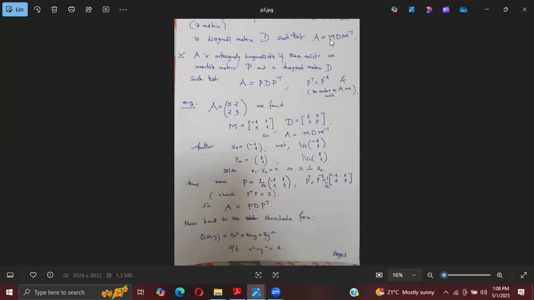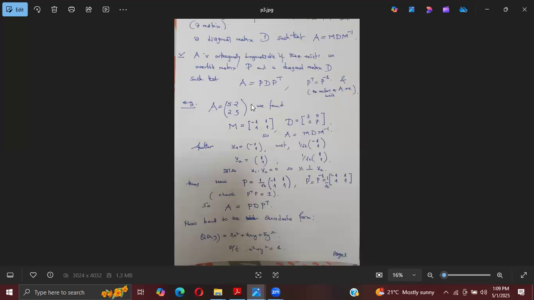Now let me give an example. We have our matrix A, which is 5, 2, 2, 5. We can find an invertible matrix M and a diagonal matrix D so that A equals M times D times M inverse. How do you find the invertible matrix M and the diagonal matrix D? All you have to do is find the eigenvalues. You remember the eigenvalues for this matrix are 3 and 7. You place them in the main diagonal, 3 and 7, and put zeros in the other entries. That gives you the diagonal matrix.